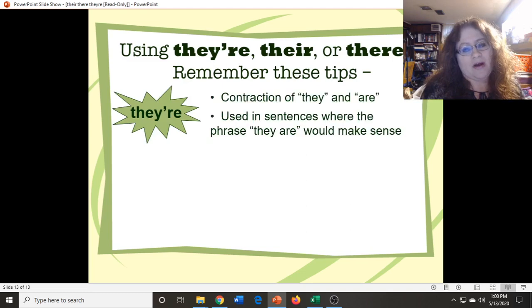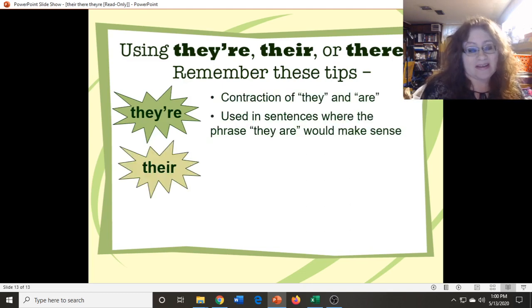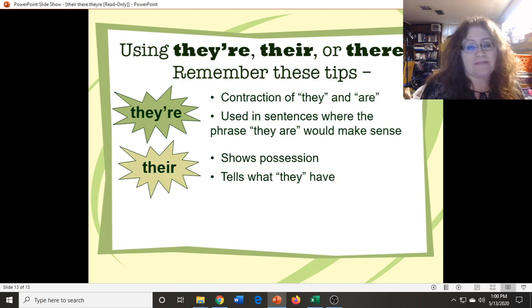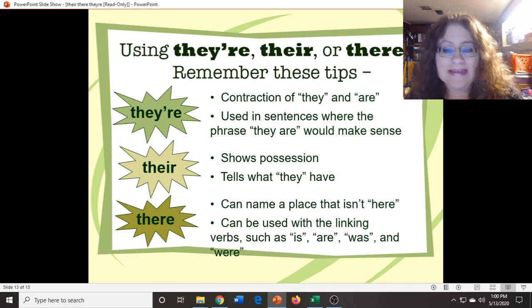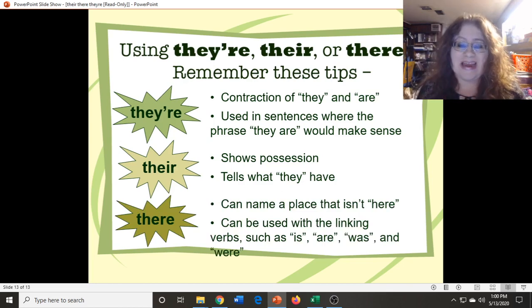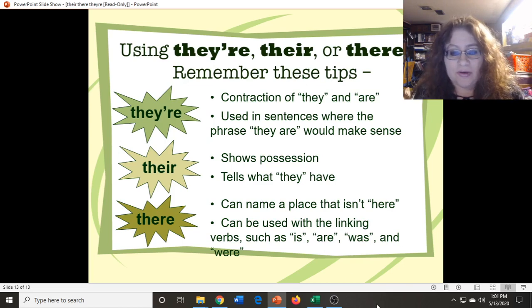All right, little tips to remember. They apostrophe re is they are. If it makes sense in the sentence as they are, it's correct. THEIR is possession. Their house, their clothes, their shoes, their cat. THERE is a position word, a place that's not here, often linked with linking verbs. There is, there was, there are, there were. Okay, that was just a little review for you of how to use their, they're, and there correctly.